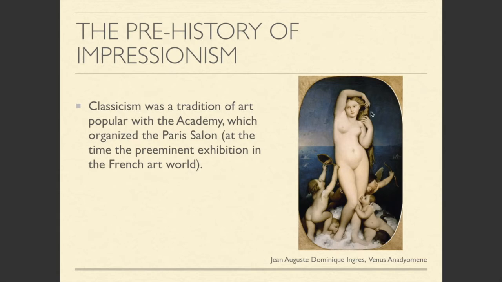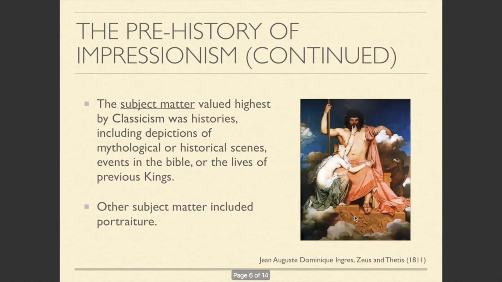And this is what the work looked like. Okay, and the two things I want you to know about Classicism: the subject matter that was valued highest by this tradition was mythological, historical events, events in the Bible. So basically, this included things that happened in the past, things that are part of mythological traditions. These are the subject matters that Classicism thought was appropriate for painting.